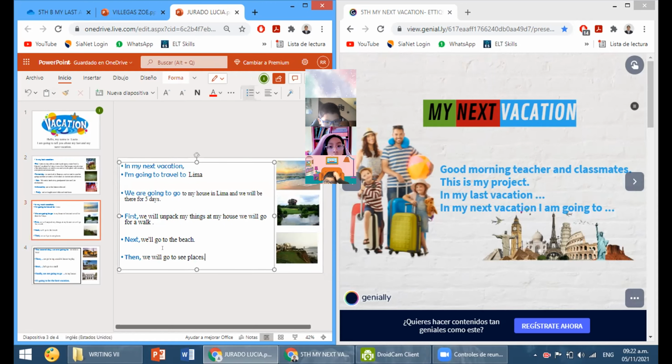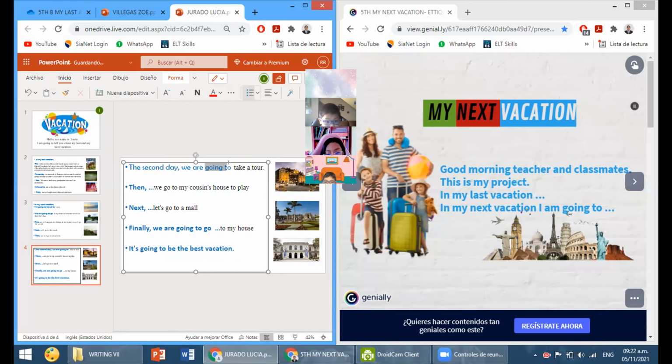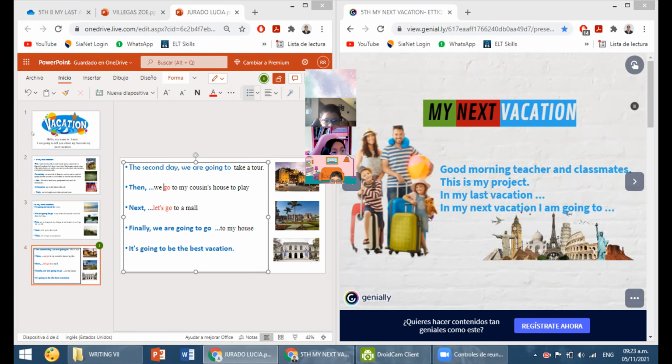You see a period, don't forget, you finish one sentence, one idea, a period. Lucia, in this part is future tense. We are going to... Profesor, no me parece lo que me dijo. We are going to take a tour. Future tense, going to, and then the action. The same. We go to my house. No, this is present tense. It's in future. You need to use future, Lucia. Let's go to a mall is present tense, future tense. Going to, we are going to go to my cousin's house to play. Future tense, Lucia. Okay? It's in future. Okay, Fernanda, give me a minute.